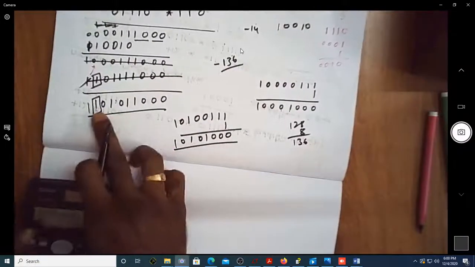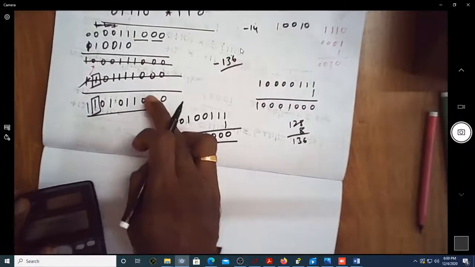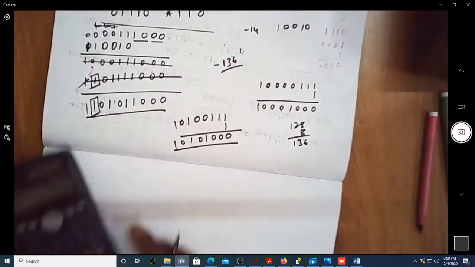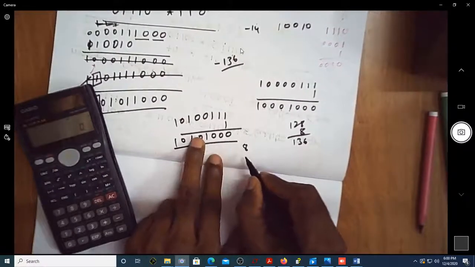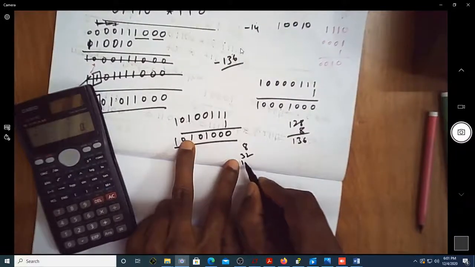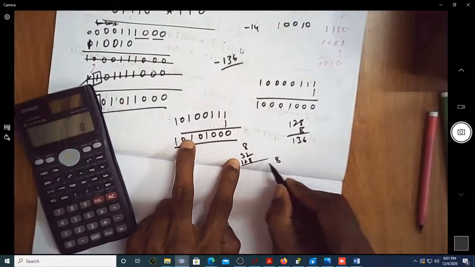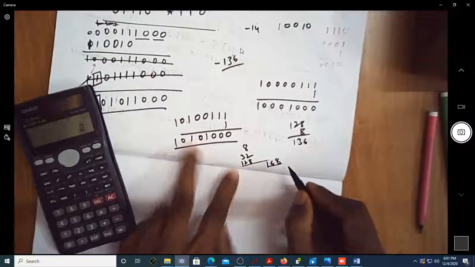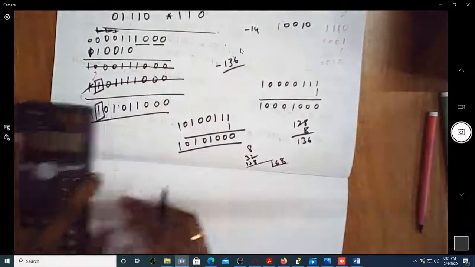So of course, since it is negative, you cannot take the magnitude as it is. If you want to take the magnitude, you need to take the 2's complement of this because it's a negative number. See, now this is 8. 8 plus 16, 32, and it is 128. You can see here, this is 8 and this is 16, 168. So we are having minus 168 as the number.